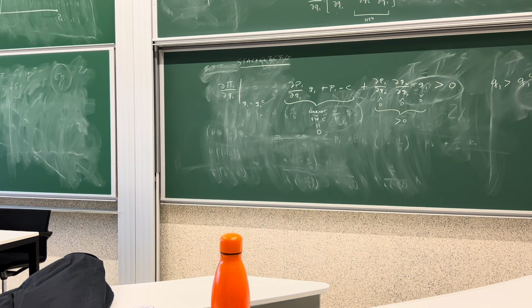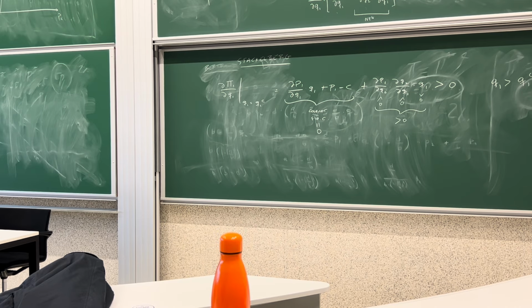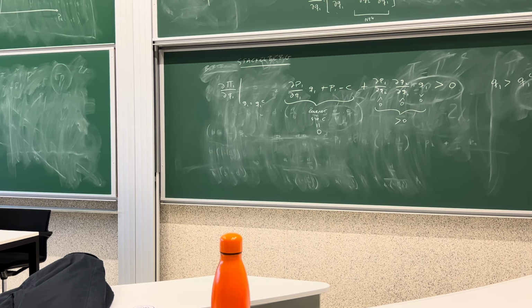Okay, now we can say P of Q is equal to A minus B times Q, where Q is equal to Q1 plus Q2.